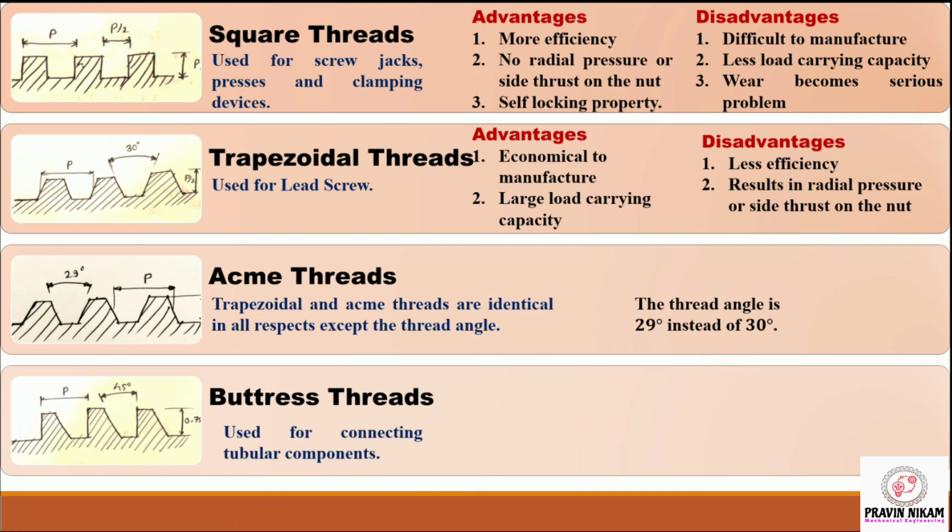Then the next type of thread is buttress threads. These buttress threads are used for connecting tubular components. If a component is tubular, you can see threads having buttress type. That is, one side is straight and another one is inclined. And the thread angle is 45 degree.